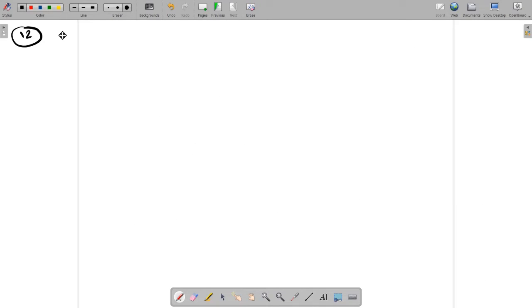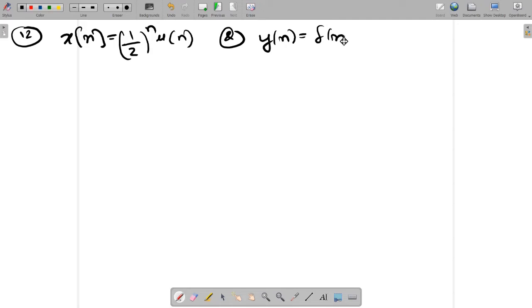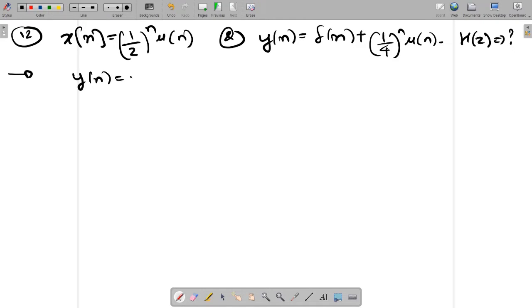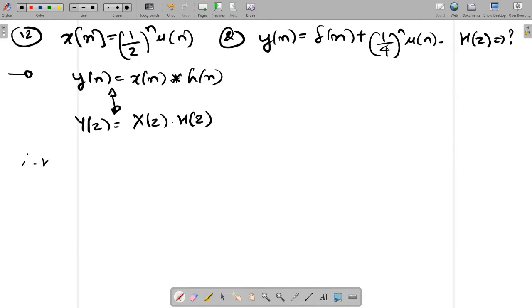On similar lines, we will do the 12th sum. X of n is equal to 1 by 2 raised to n u of n, and y of n is delta n plus 1 by 4 raised to n u of n. Find H of z. We know that y of n is equal to x of n convolution h of n. Therefore, you get Y of z is equal to X of z into H of z. Therefore, H of z is equal to Y of z upon X of z.